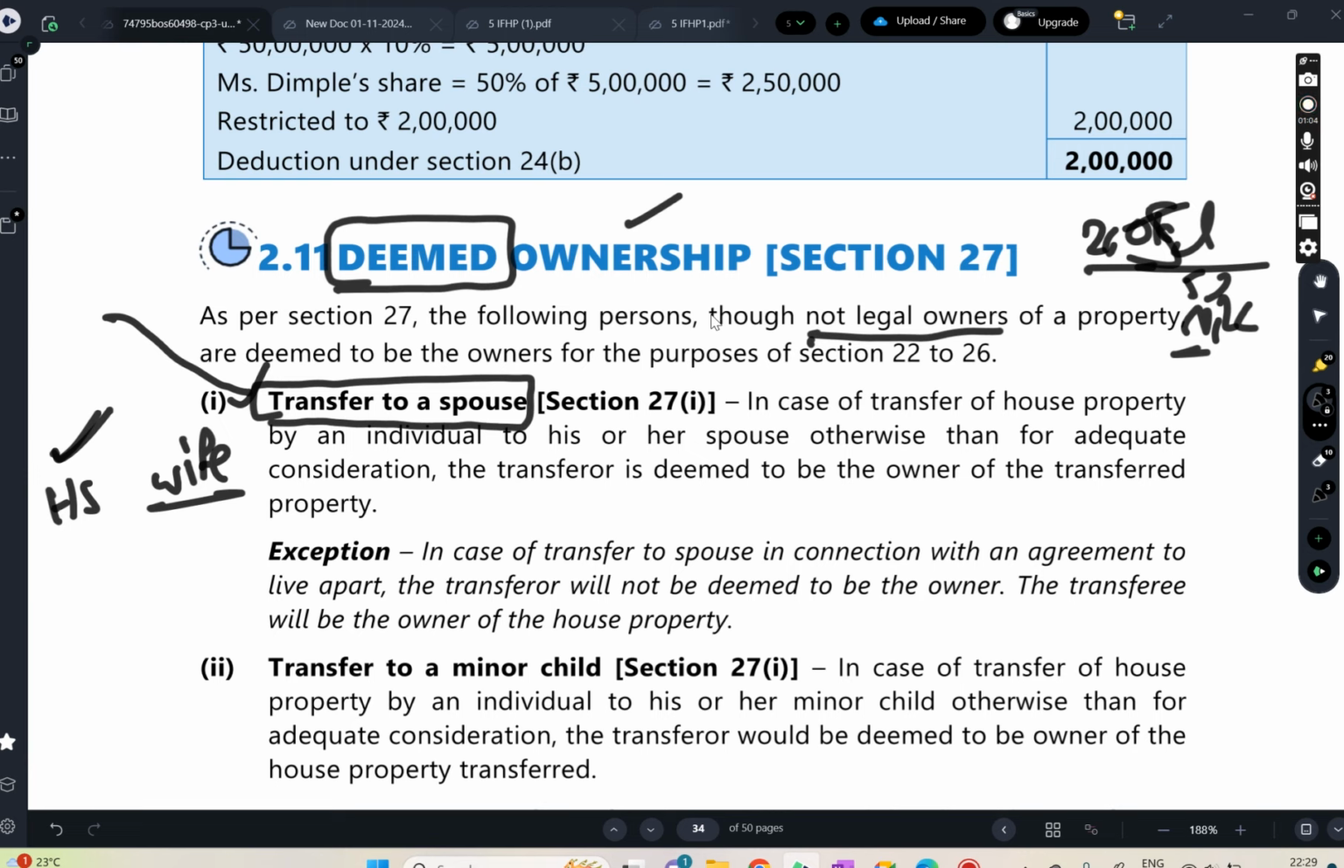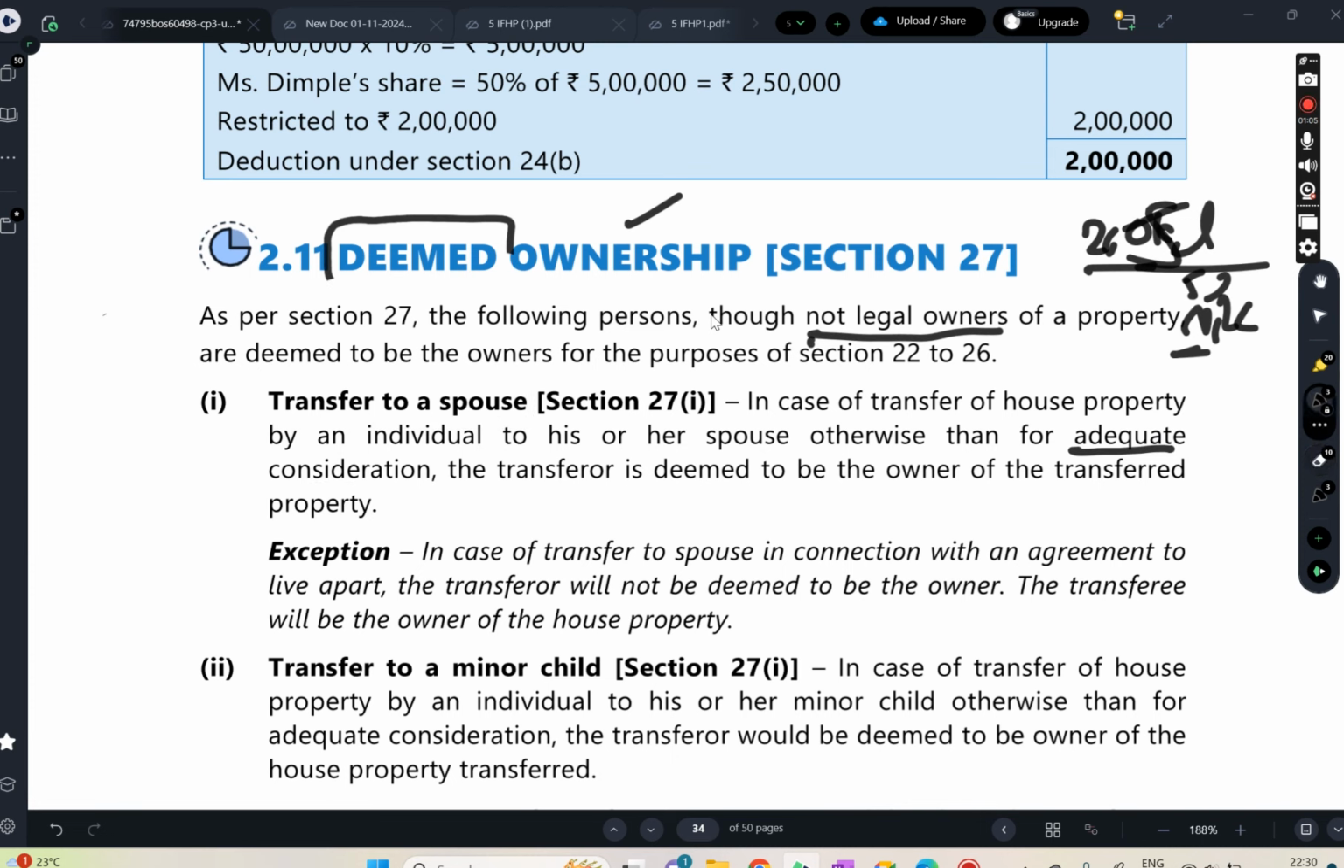That means even though you are not the owner of the property, I will consider you as the owner of the property. Did you understand? Normally I will transfer for inadequate consideration. Just for namesake, let's say my house value is 10 lakh rupees, and I transfer it only for 2 or 3 lakh rupees to her. Then I would ask the income tax department to tax my wife, not me. They would tax the wife and get less income tax. That's why they have come up with this provision.